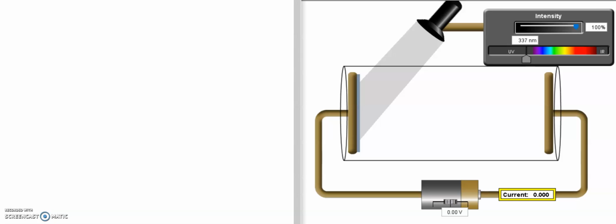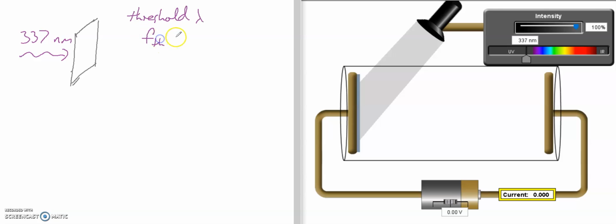So I'm going to sketch this out here. We've got a piece of metal right here, and I'm going to use purple for the ultraviolet coming in at 337 nanometers. So apparently my threshold wavelength is 337. With that, I can find my threshold frequency, because threshold frequency is going to be c divided by the threshold wavelength. So all I have to do is divide the two out and I'll have my threshold frequency.